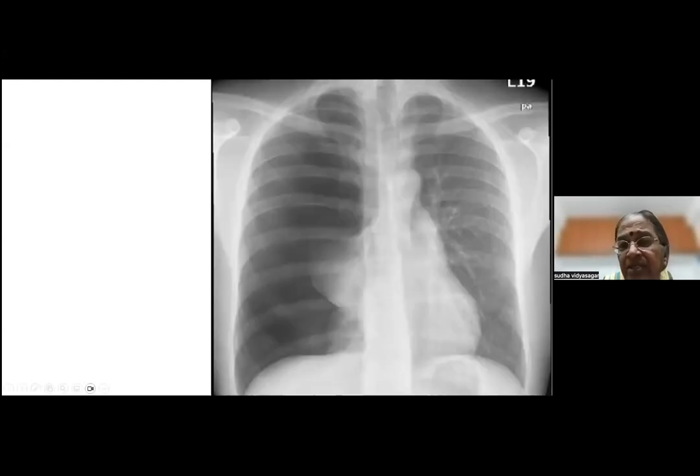Let's go on to the next one. Okay, simple. What is that? Very simple. Okay, right pneumothorax. No prize for saying that. Okay, what I want to show you is that is the edge of the collapsed lung.